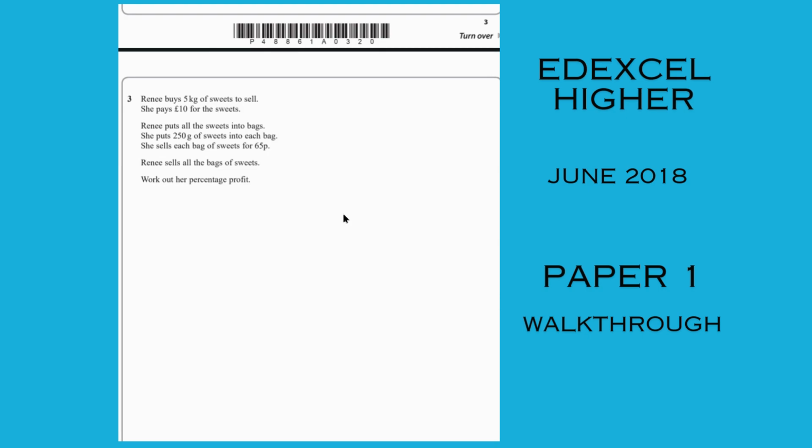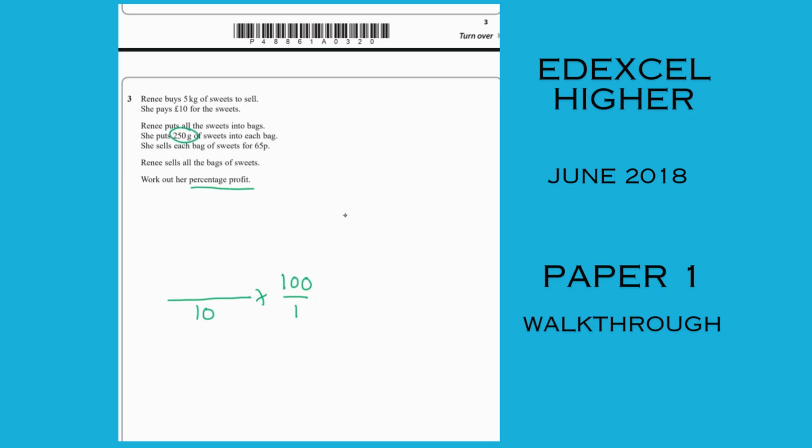Number 3. So the old non-calc percentage profit. So don't forget the formula. You want actual profit divided by original amount multiplied by 100. And some of you will prefer to do it as 100 over 1. It's entirely your preference. So she's got a 5 kilogram bag of sweets.